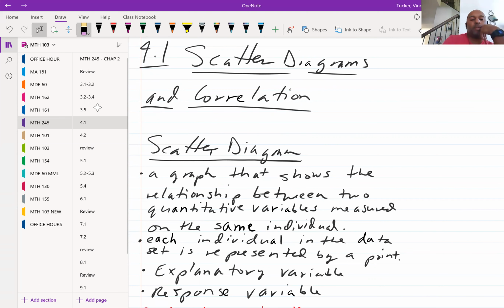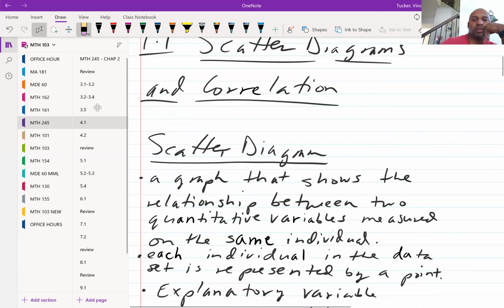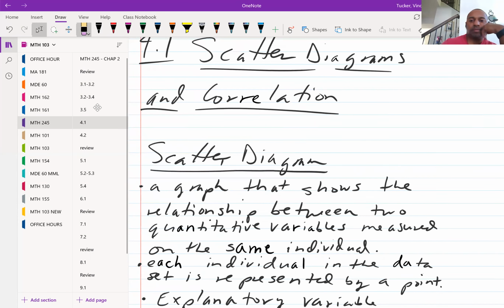A scatter diagram is a graph that shows the relationship between two quantitative variables measured on the same individual. Let me make it a little bigger. Each individual in the data set is represented by a point. As always, I'll give you guys a chance to write the stuff out.